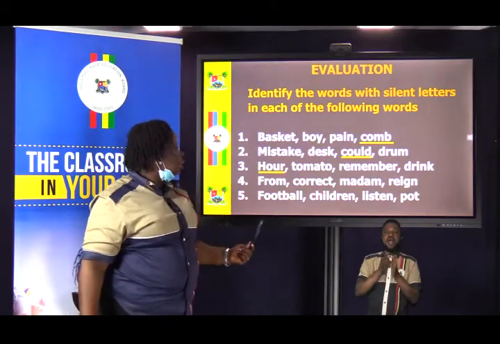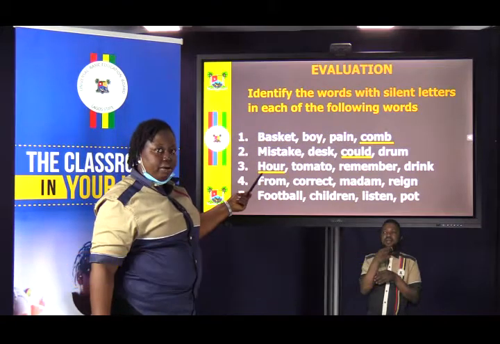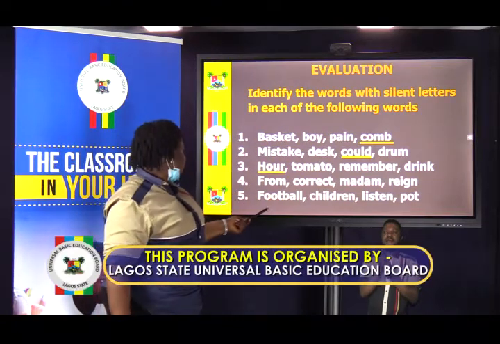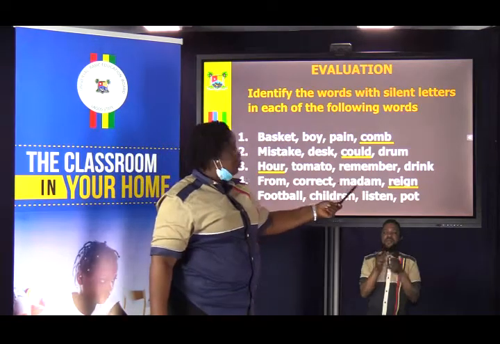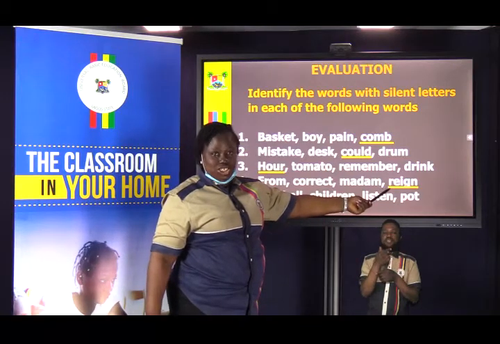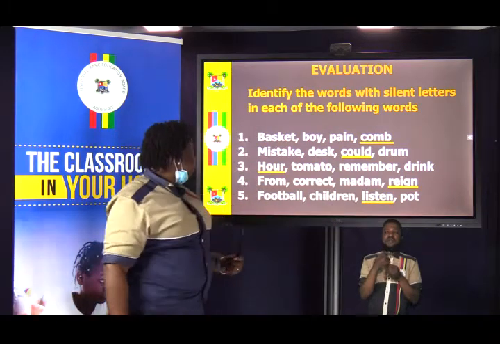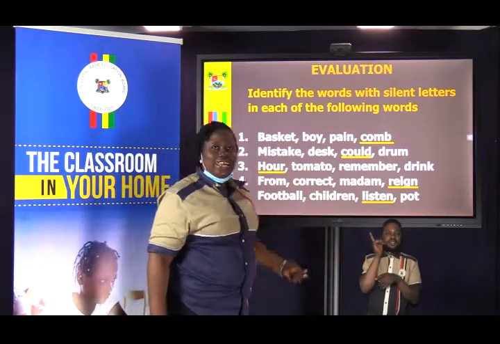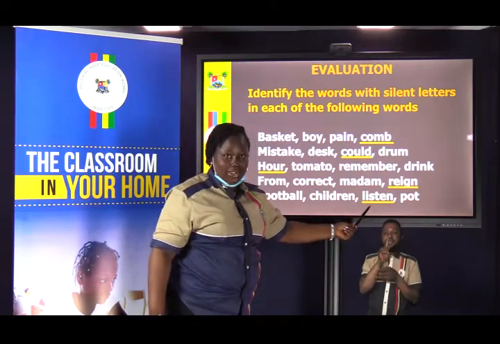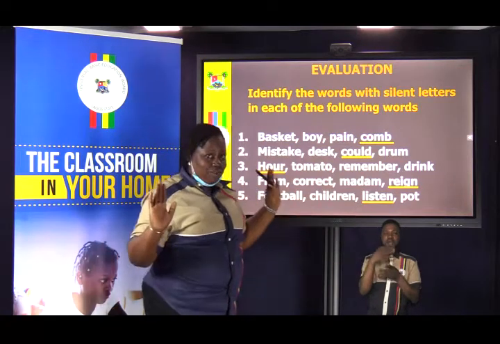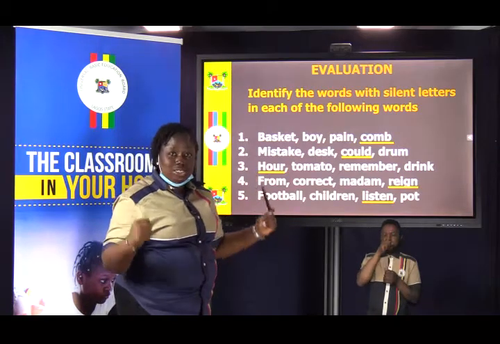Number 3: tomato, remember, drink. There's a silent letter H, so the answer is remember. Number 4: from, correct, madam, reign. Silent letter G. Is that your answer? Well done. Lastly, football, children, listen, and pot. There is a silent letter T here. Do you have that? 5 out of 5. Are you sure? I am blessed with smart children.